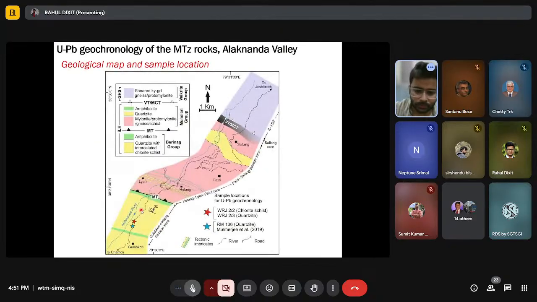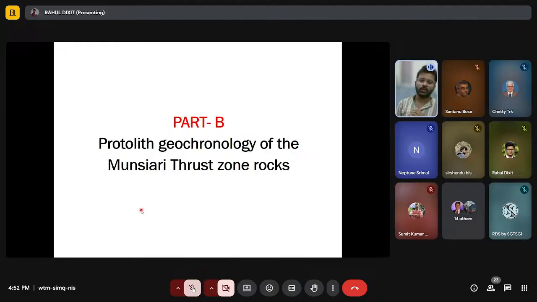Yeah. Okay, so part B is mainly related to the protolith geochronology of the Munshari thrust zone rock. So basically, in this particular part, the main approach was to come up with a novel methodology to constrain the depositional age of the inner lesser Himalayas.